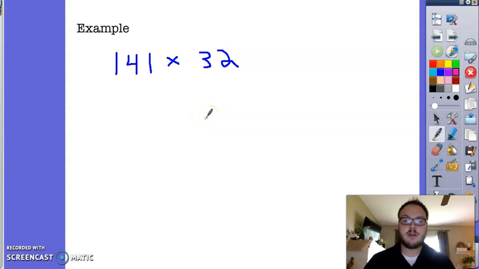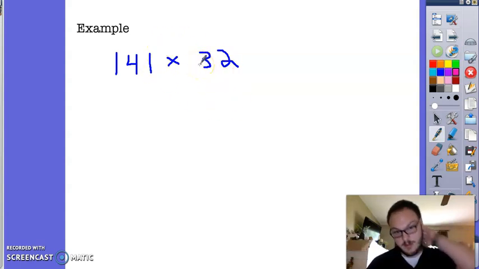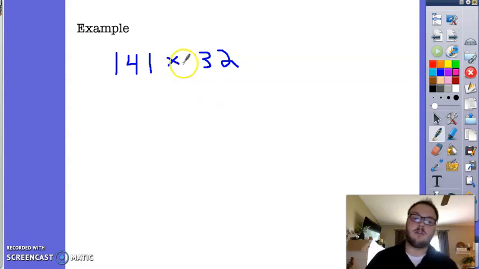The last one I want to cover is a little bit of a bigger problem, but it will still work. You can actually do box method with as big of a number as you want. It's just going to be a lot of boxes. But this is kind of where I would stop doing the box method and start moving to standard algorithm when you get numbers this big. But let's go ahead and break it down.